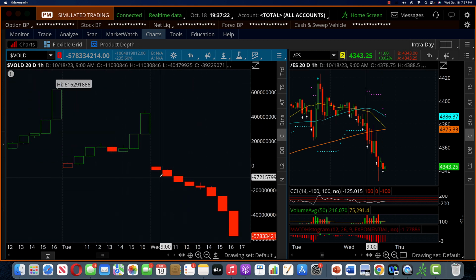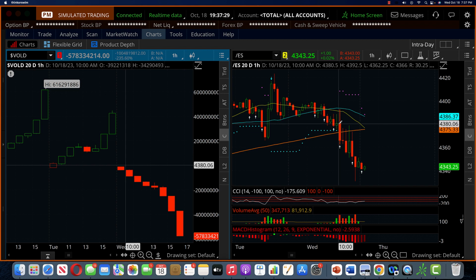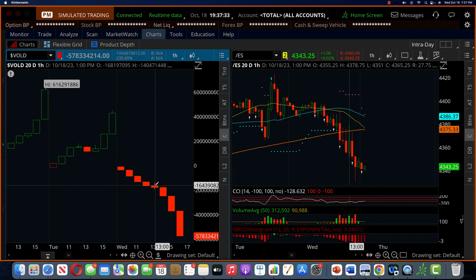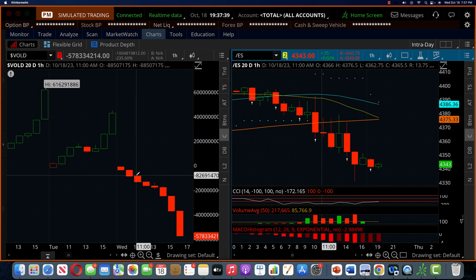So here we are at the 9 open. We got a big red candle. You're looking at over here, you got a huge red down candle. Another red candle, another red candle, another red candle, another red. So it's very correlated to this.